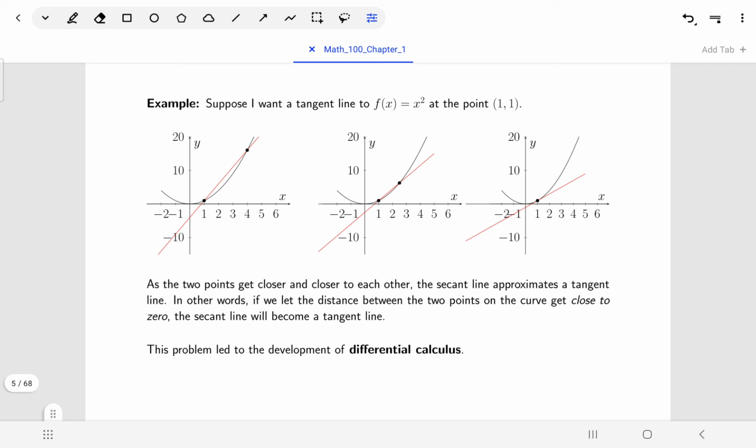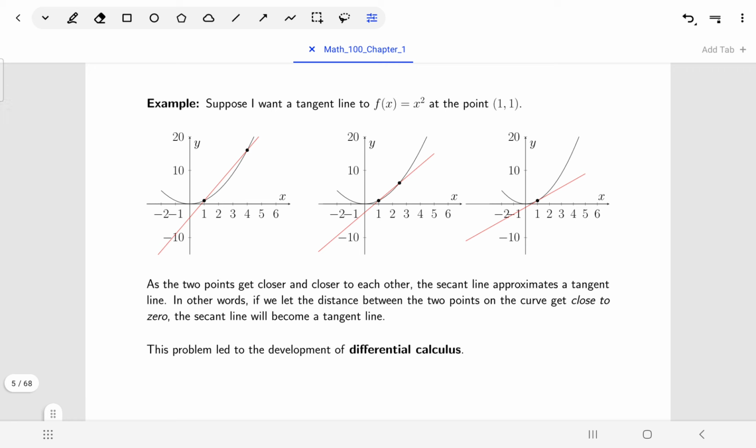And so that's the idea behind differential calculus, that idea of we can find a tangent line by starting with a secant line and letting that distance between the 2 points get as close to 0 as possible. That idea of getting as close to 0 as possible, that's going to be a big idea that we're going to talk about throughout this chapter.